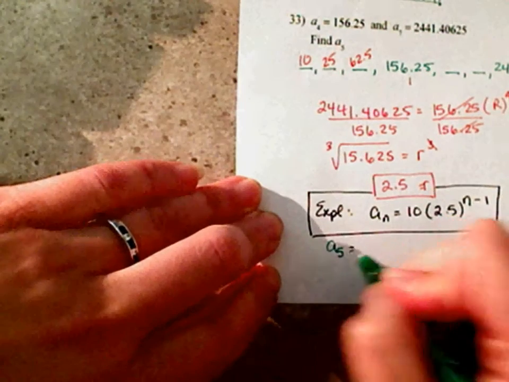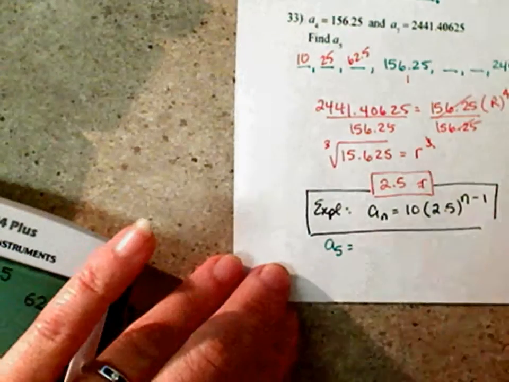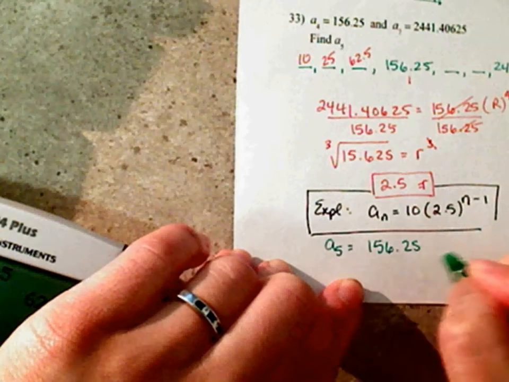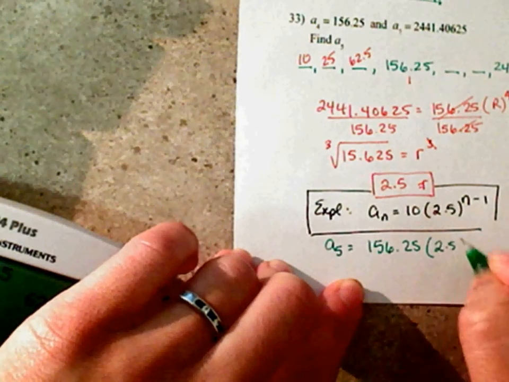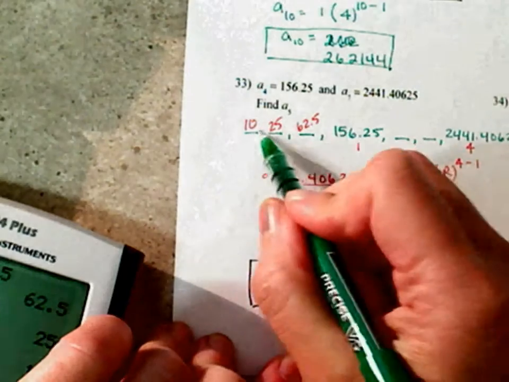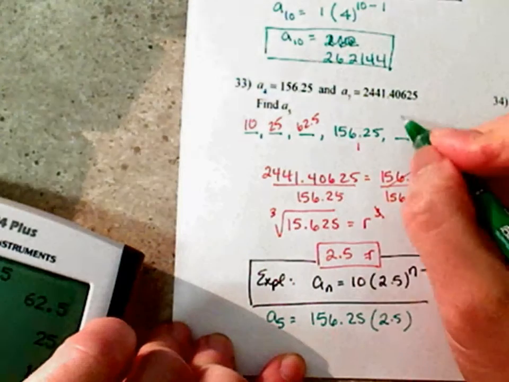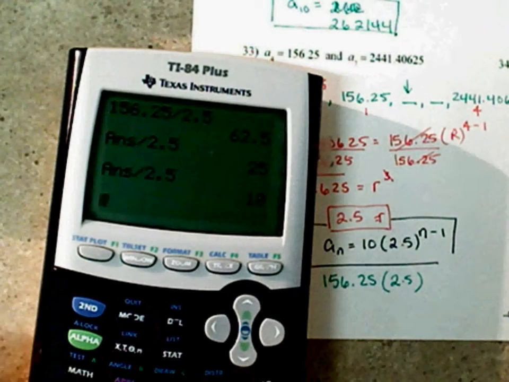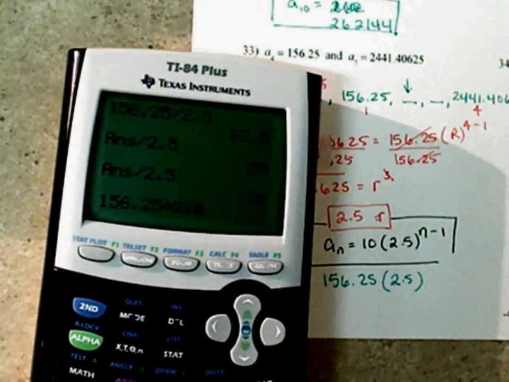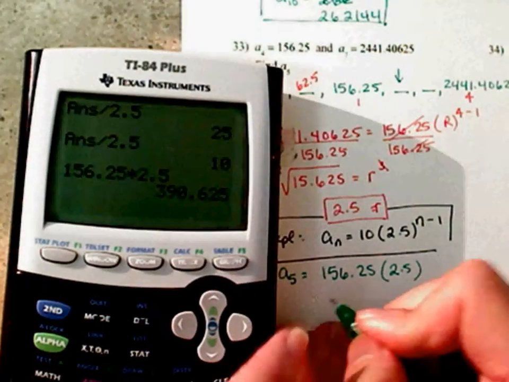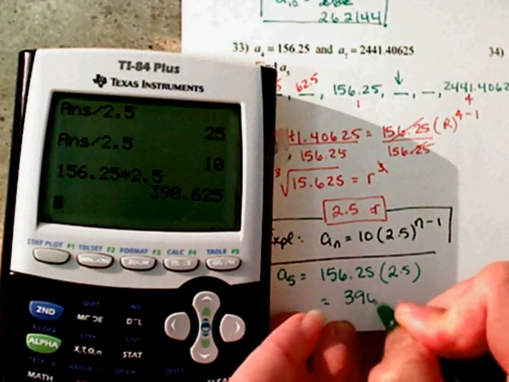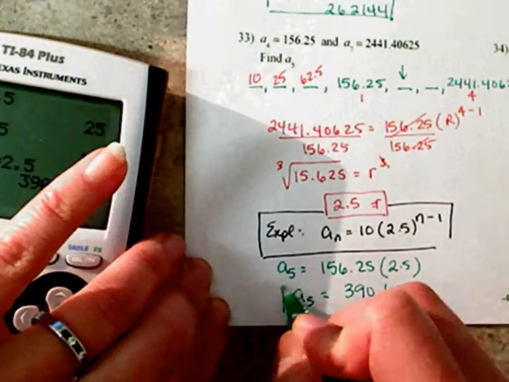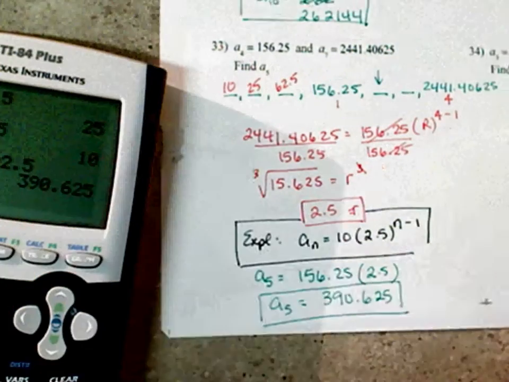Hey, two ways you can do it. You can plug it into that formula, or can't you just multiply 156.25 times 2.5? Isn't this your first, second, third, fourth? Here's your fifth term, okay? So I'm just going to do it that way instead of plugging into the formula. 156.25 times 2.5, and your fifth term comes out to be 390.625. And that's your fifth term. And there's number 33.